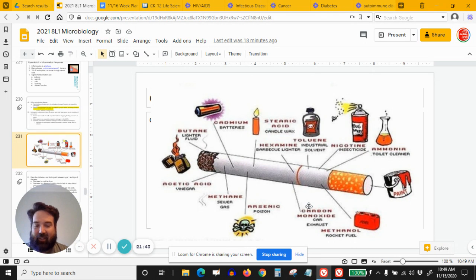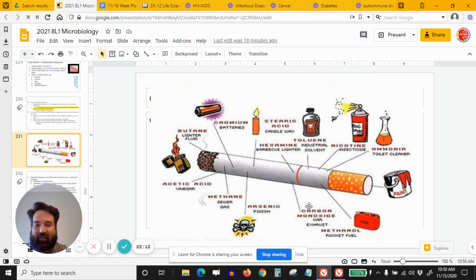Acetic acid is in vinegar. Butane is part of lighter fluid. Cadmium is in batteries. It's a toxic chemical that can cause cancer. Stearic acid is in candle wax. Hexamine is what they use for barbecue lighters. Toluene is an industrial solvent, which means it dissolves lots of things, lots of chemicals.